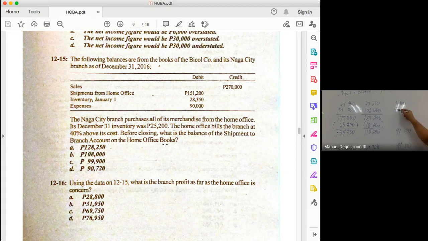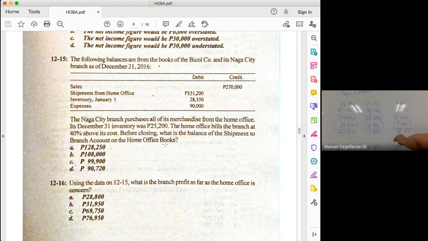You add these two, you would get 51,300, which should be the difference between these two. Okay. And then the billed price of the ending inventory is 25,200. The true cost is 18,000. That means the markup is 7,200. And this should also give you 44,100.